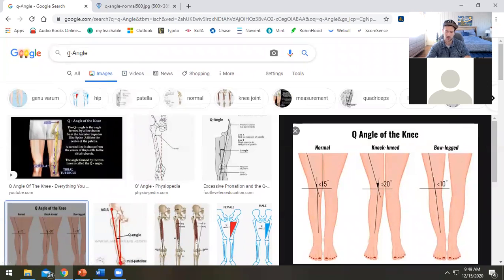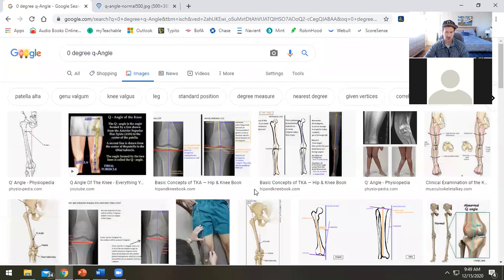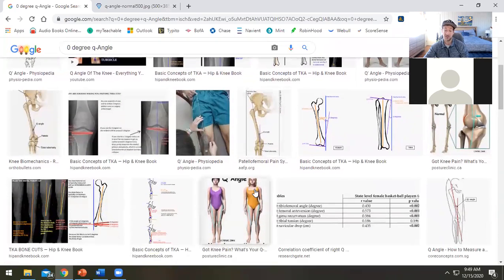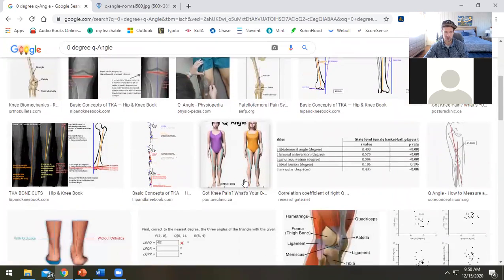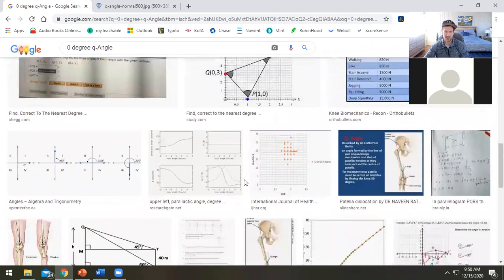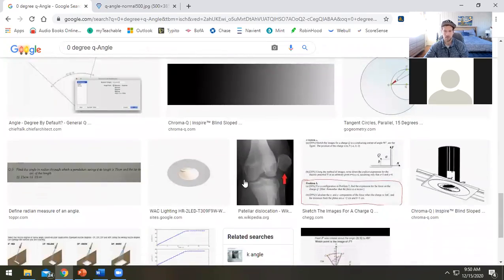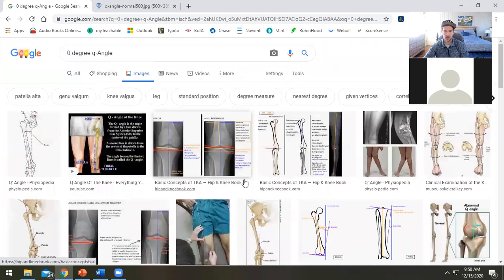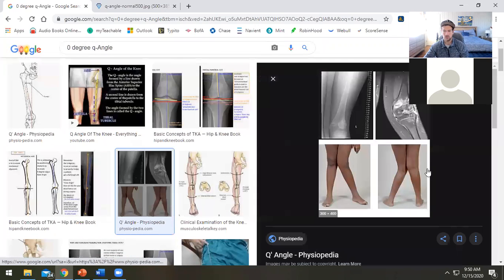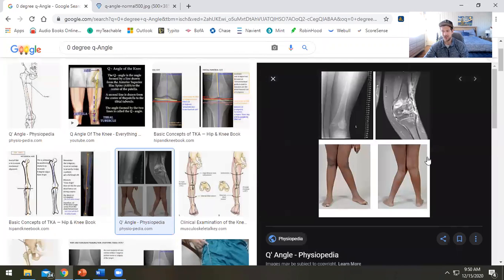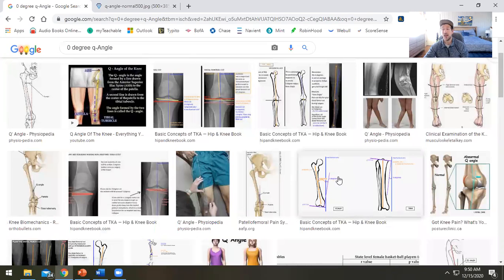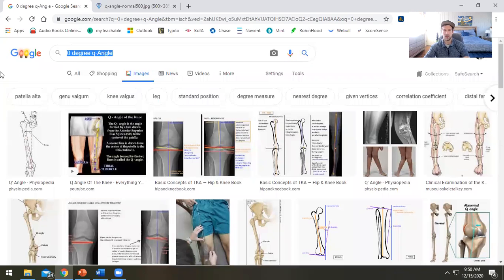Let's see if I can find a 0 degree Q angle. Probably not. That'd be like the most bow-legged person ever. It'd just basically be flat on. Okay, well, that's intense. This is somebody probably born with rickets or something. But yeah, that's some pretty excessive cave in, right? So that's what we're talking about with that Q angle there.